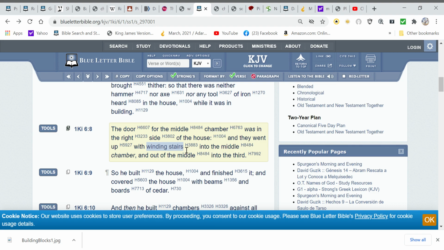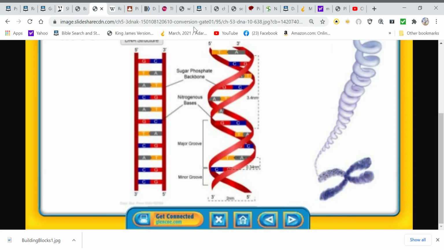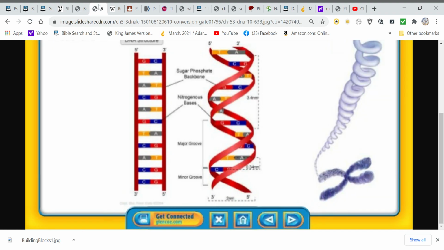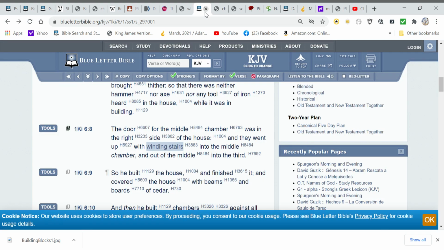What did we learn winding stairs was? We learned that winding stairs was the building blocks, okay? The building blocks right here, the winding stairs, remember? So keeping that in mind, and I'm going to have to cut this off. We'll get into this when I get back.